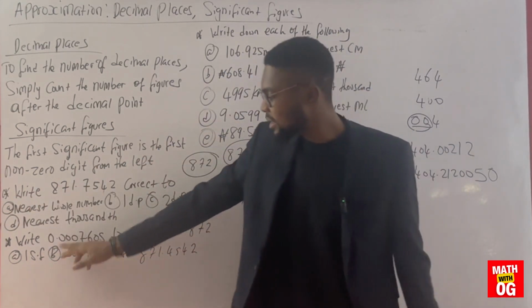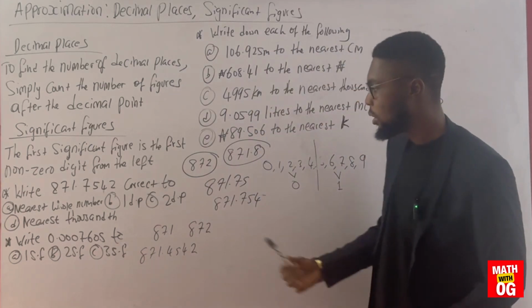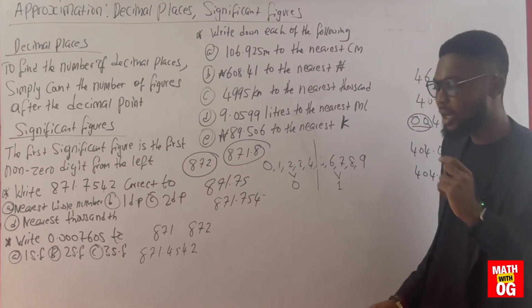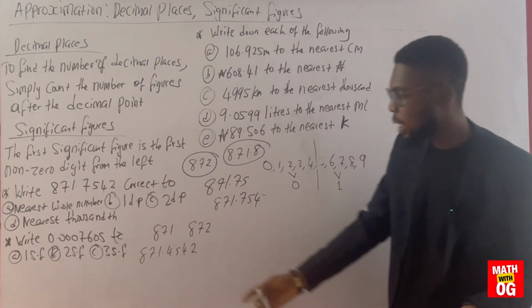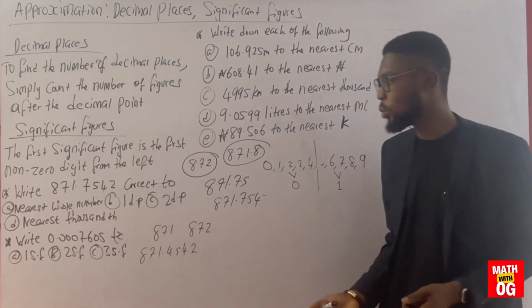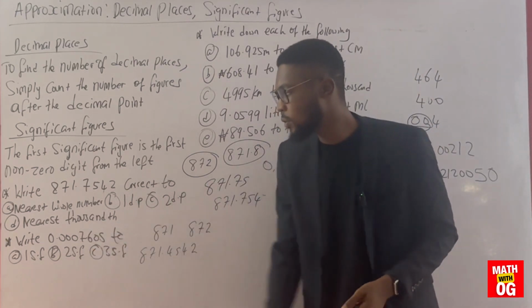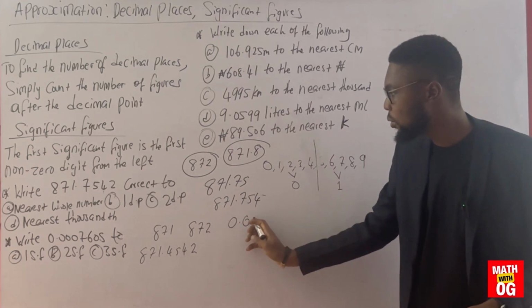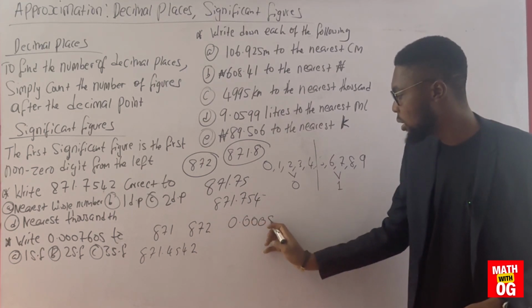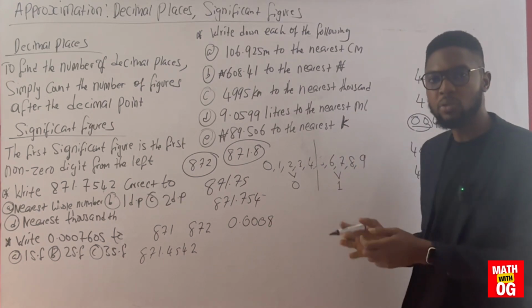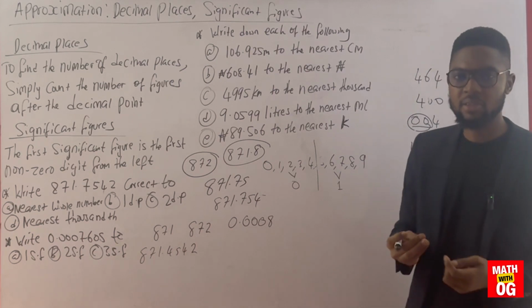Now, if I'm to write this guy in one significant figure, like we just said, 7 automatically becomes the first significant figure. So we approximate using the next guy, which is 6. 6, will it round up to 1 or round down to 0? It will round up to 1. So that 1 plus 7 automatically becomes 8. So my answer will be 0.0008.